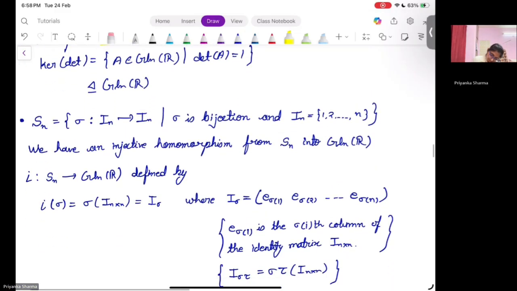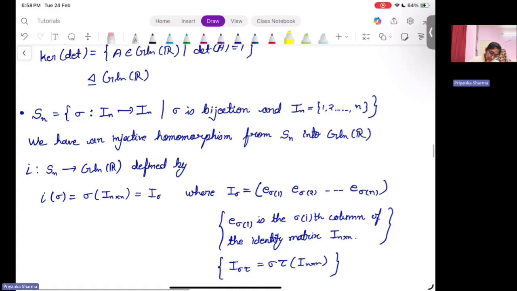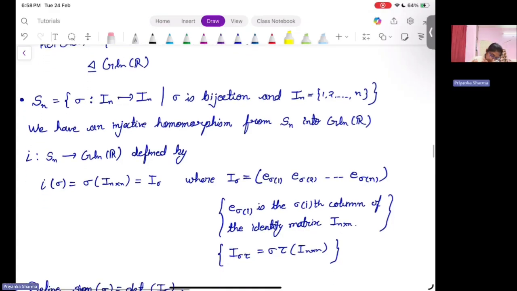Again, we have another homomorphism for this GL_n(R), and for that we use the permutation group, that is S_n. This is the group of all permutations from I_n to I_n, where I_n is the set 1, 2, 3 up to n. So this sigma is a bijection. And we have an injective homomorphism from S_n into GL_n(R).